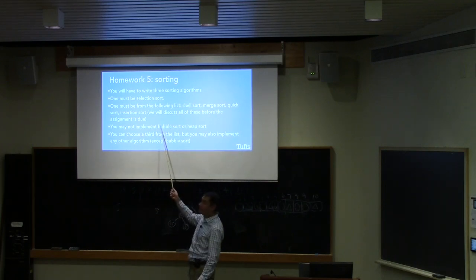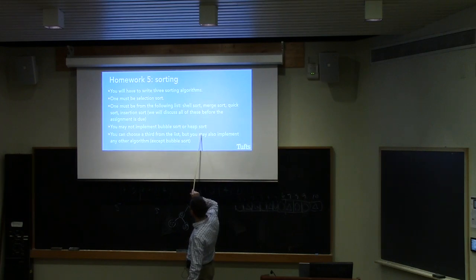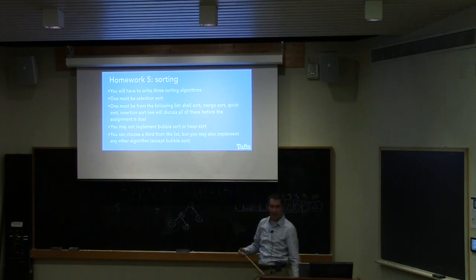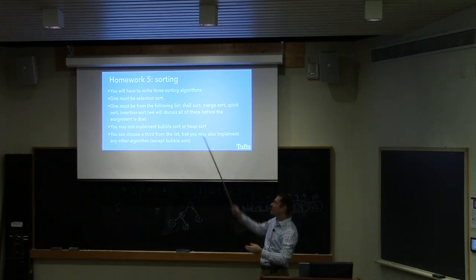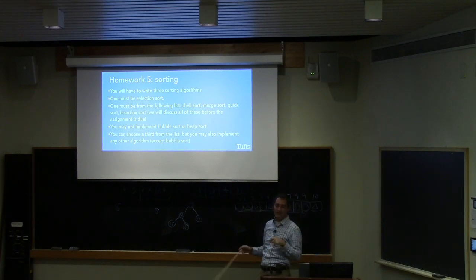The third sort you can do is anything from the list, but you can also implement any other algorithm you find. Well, within limits, right? You can't do bubble sort, you can't do crazy sorts that are never going to end, you can't do some other things, but you can pick your own sort. Heap sort, because we do it in the lab, I'm not going to let you do it because you already kind of see it. So sorry about heap sort, even though that one's pretty easy too.